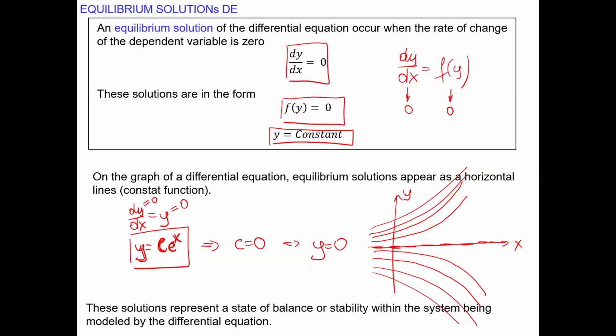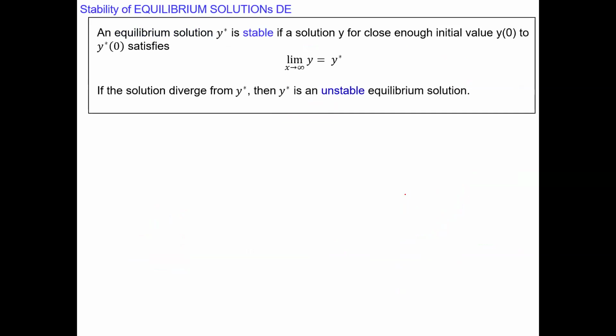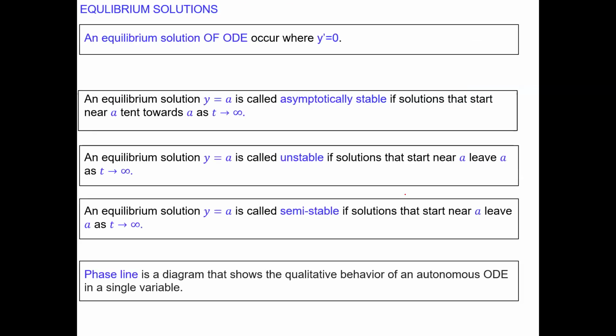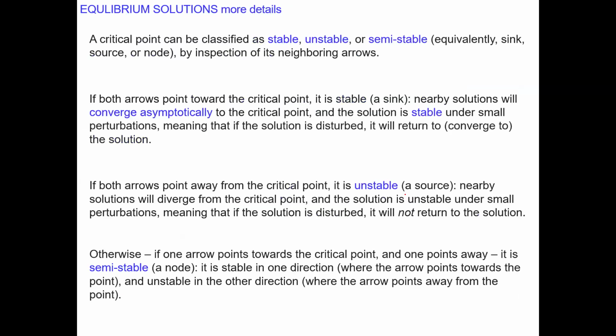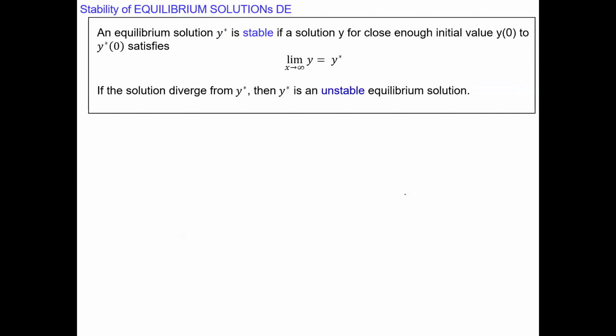Before we start, let's properly define this. I have a nice definition, but we will do examples and I know that we will understand. I also have a nice description. You may pause the video and read all of those. And I have even more description. But let's come back to the definition. An equilibrium solution, y star, is stable if a solution y, for initial values y0 close enough to y star, satisfies that limit. Let's see what this means.